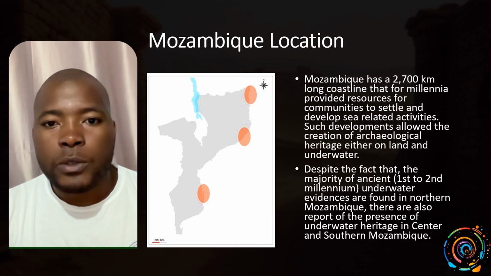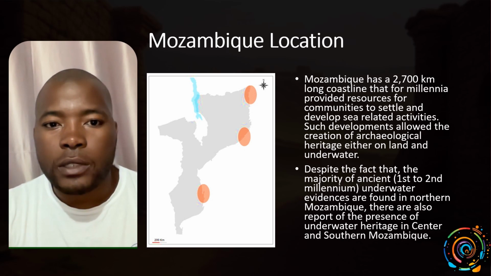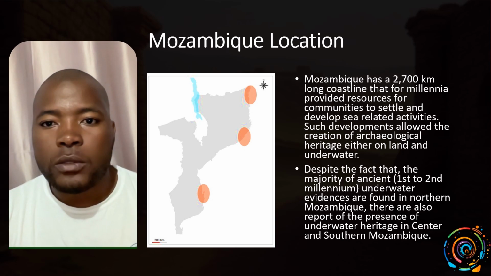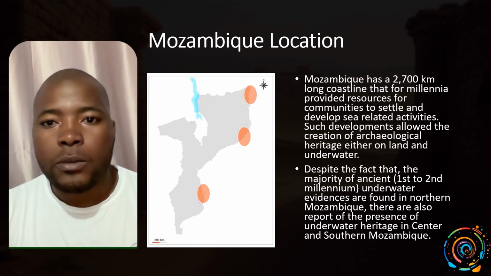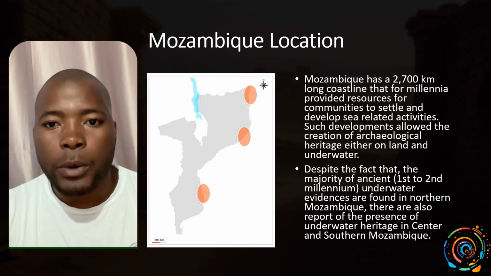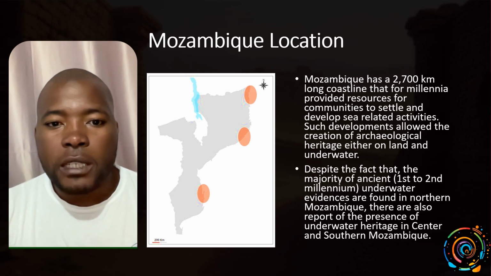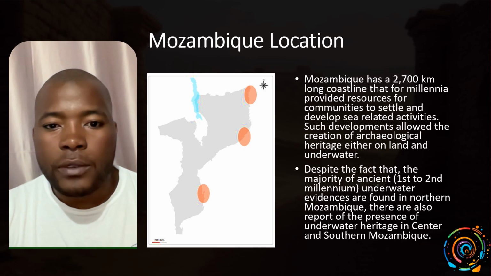The coast of Mozambique is more than 2,700 kilometers long, and for millennia it provided resources for communities to settle and develop sea-related activities. All these activities contributed to forming a strong community that relies mostly on coastal resources. As such, underwater cultural heritage became one of the main domains here, especially if you look at the presence of shipwrecks along this coast. Despite the fact that the majority of ancient underwater evidence is found in northern Mozambique, there are also reports of underwater cultural heritage in the central and southern areas of Mozambique.